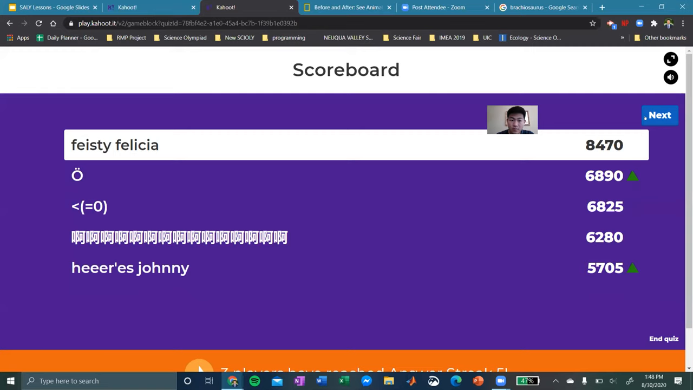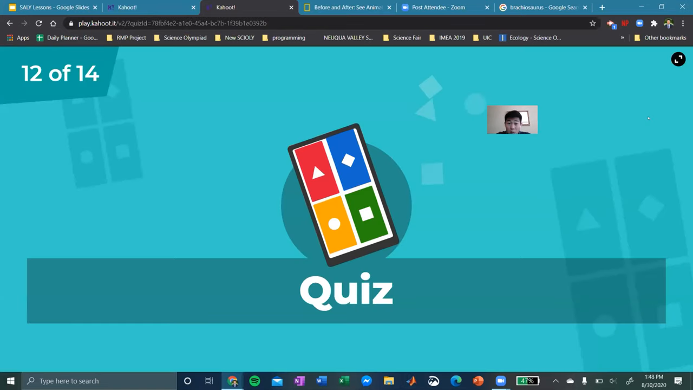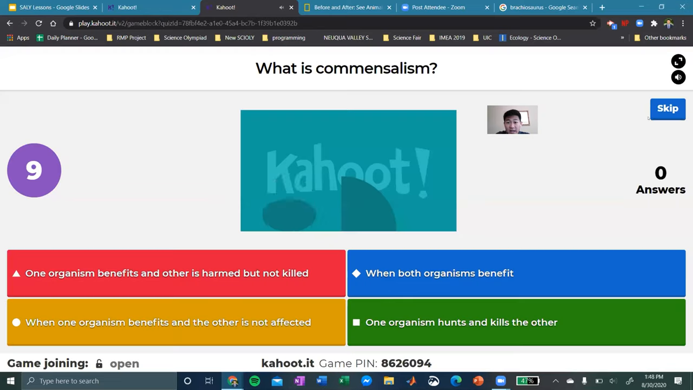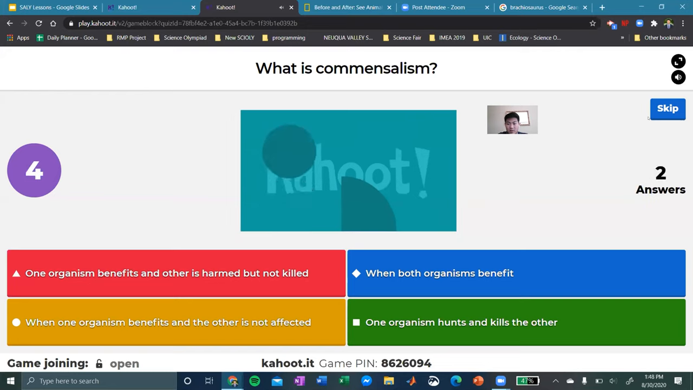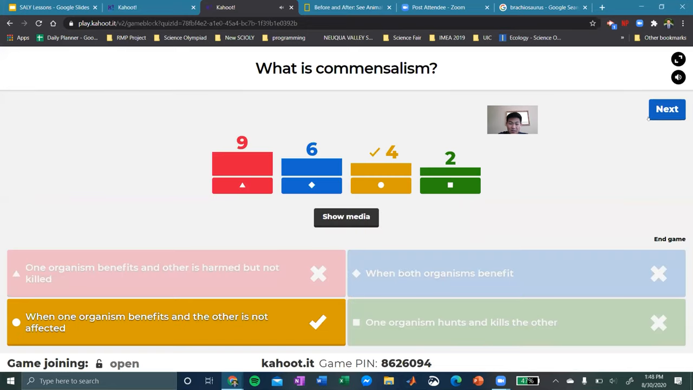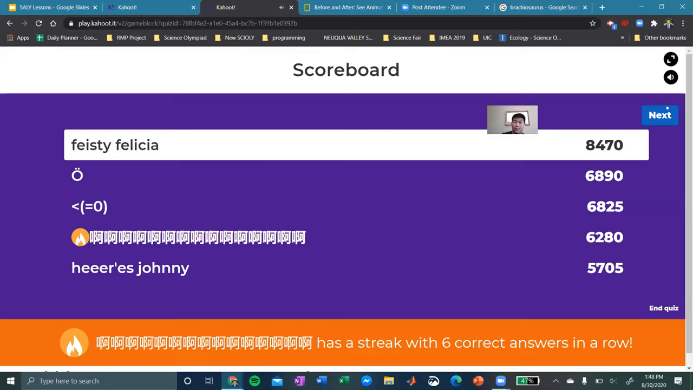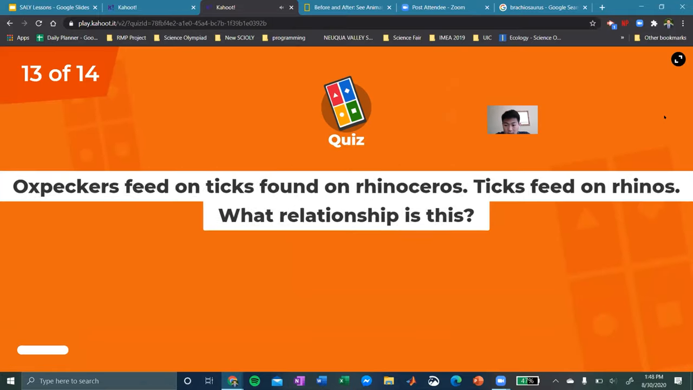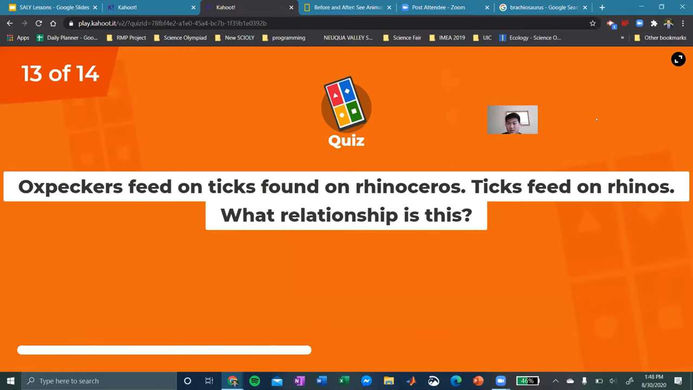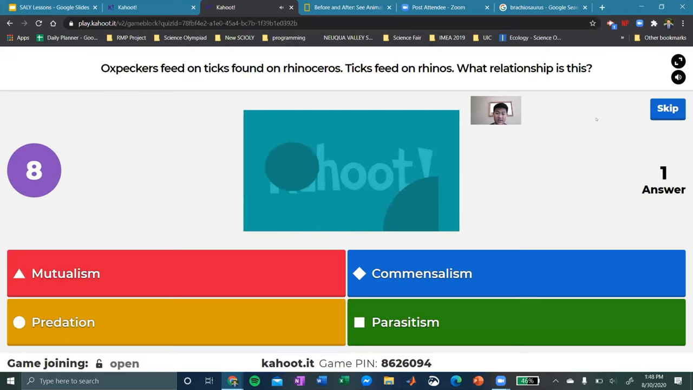Okay. What is commensalism? This is a symbiotic relationship. So what is commensalism? So commensalism is where one organism benefits and the other is not affected. So oxpeckers feed on ticks found on rhinos. Ticks feed on rhinos. What symbiotic relationship is this?